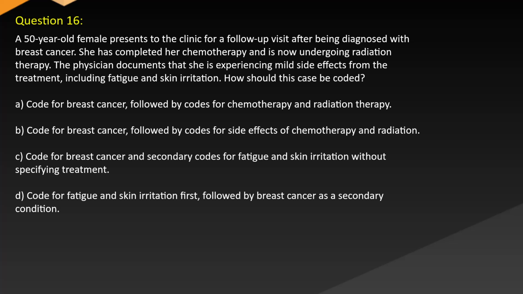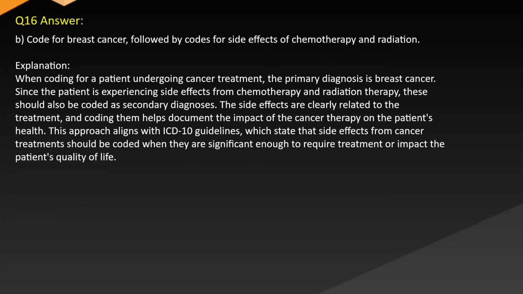A. Code for breast cancer, followed by codes for chemotherapy and radiation therapy. B. Code for breast cancer, followed by codes for side effects of chemotherapy and radiation. C. Code for breast cancer and secondary codes for fatigue and skin irritation without specifying treatment. D. Code for fatigue and skin irritation first, followed by breast cancer as a secondary condition. Answer B. Code for breast cancer, followed by codes for side effects of chemotherapy and radiation.